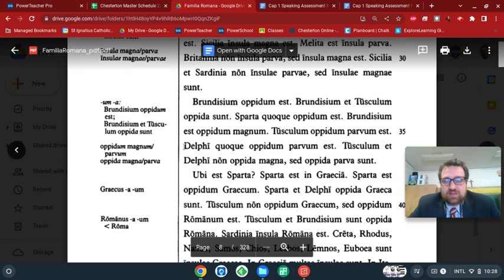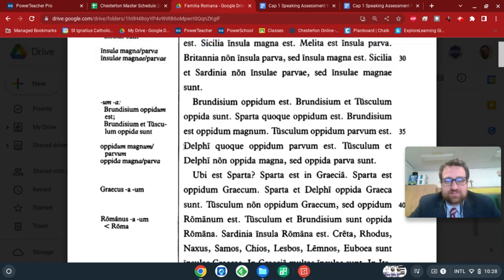We're going to do this one, slow translation. Delphi also is a small town. Okay, start with Tusculum, reading in Latin.